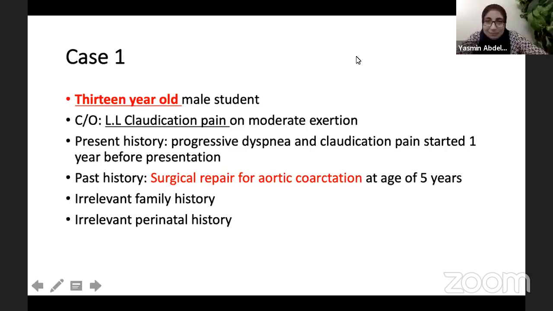Okay. Our first case is a 13-year-old male, which means that he is an adolescent. To summarize, the adolescent is the period between puberty and adulthood. So we have an adolescent with lower limb claudication pain on moderate exertion. He has progressive dyspnea, and claudication started 1 year before presentation. He already has a past history of aortic coarctation at the age of 5 years with irrelevant family history and perinatal history. So we have a patient already known to have aortic coarctation who had surgical repair for it at the age of 5 years, but now he is coming to us symptomatic and he is an adolescent. He's 13 years old.